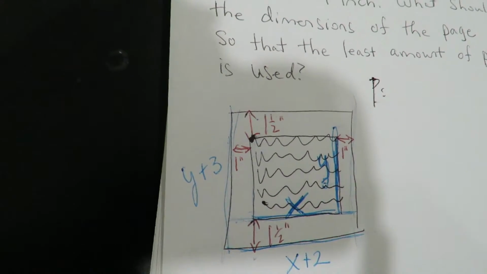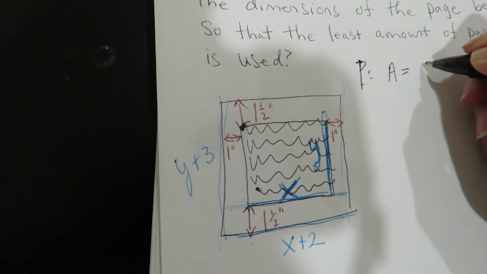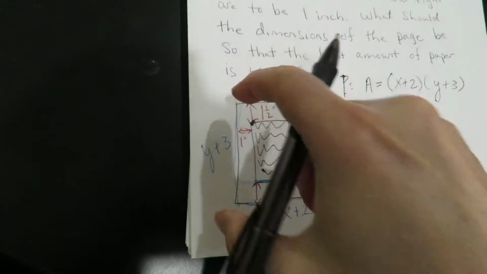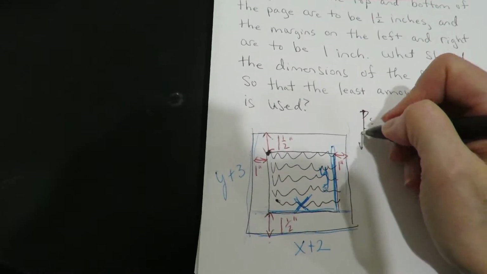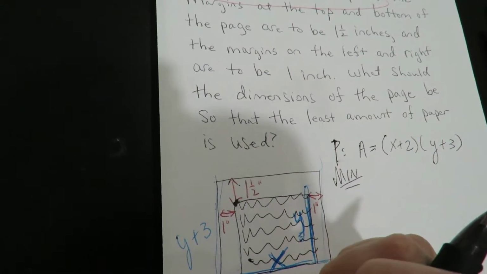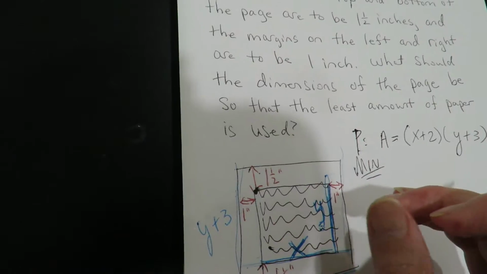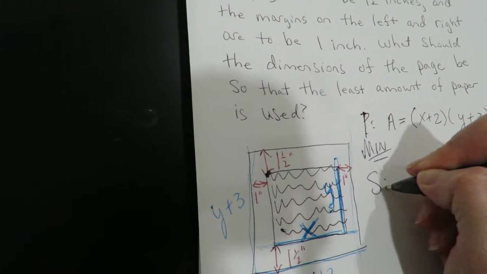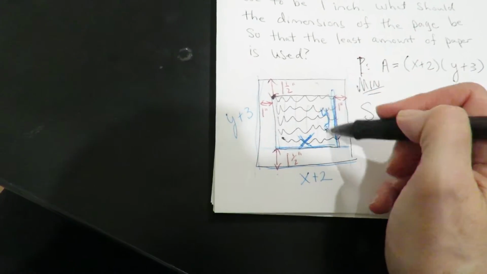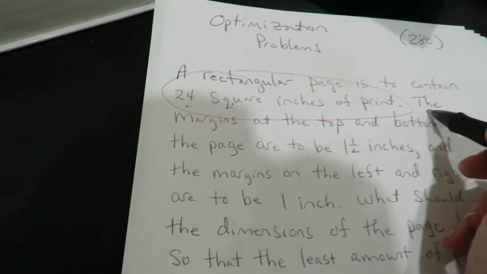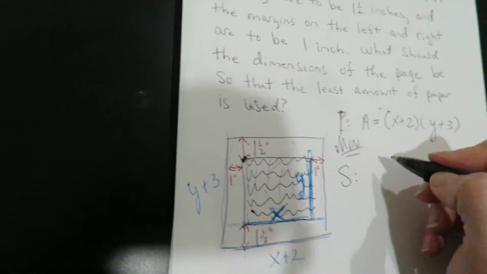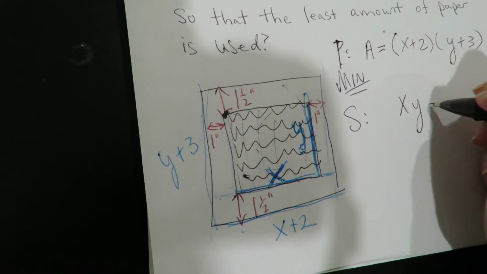So the primary goal is to take the area of the big piece and make this a minimum. How small can we make this poster board? What's the threshold where if I make it any smaller, I can't fit the words on? The secondary condition is that the area of the print part has to be 24 square inches. The print part has to contain 24 square inches of print, so the area of the print has to be 24.